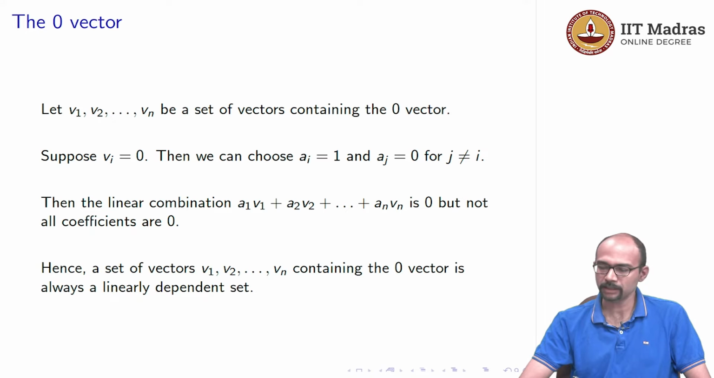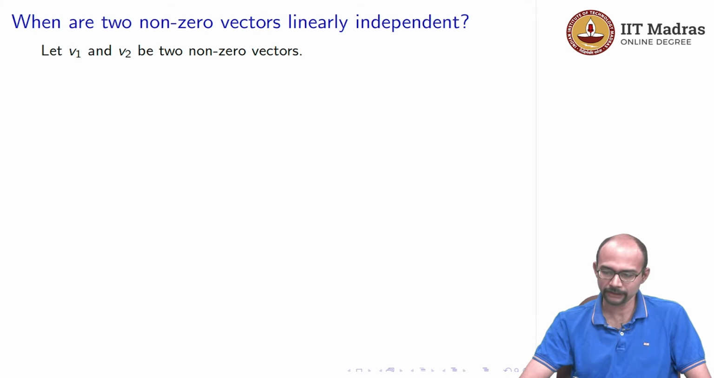So, what does that mean? That means a set of vectors which contains the 0 vector is always a linearly dependent set. So, this is not linearly independent. Okay. So, if your v1, v2, ..., vn happens to contain 0, then this is linearly dependent, it is not linearly independent. So, let us keep this in mind.